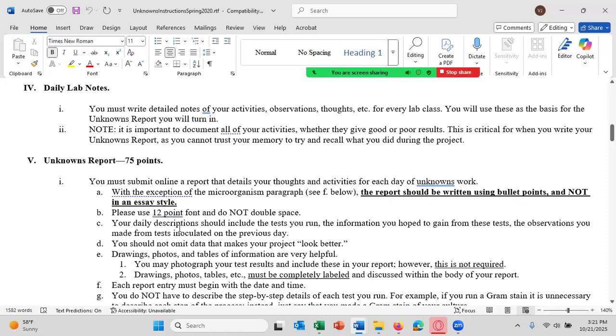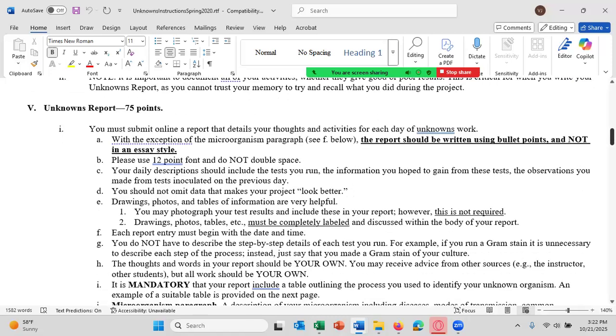So use 12-point font. Do not double space, so use single space. In your unknown report, write your daily descriptions of the tests you run, the information you hope to gain from these tests, the observations you made from these tests, and then the interpretations or the conclusion of that test. You should not omit data that makes your project look better. Drawings, photos, and tables are very helpful. They are not required, although you must have one table or drawing.